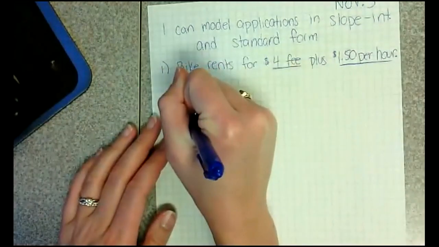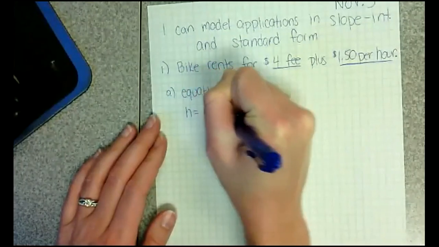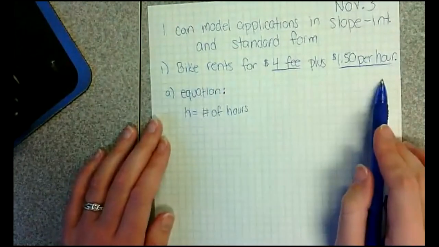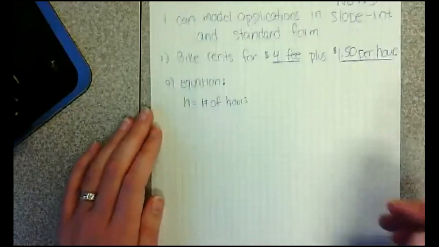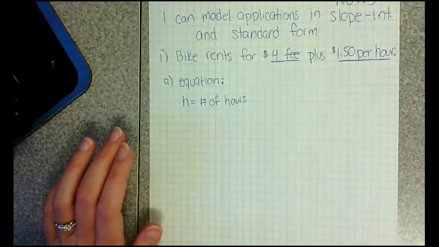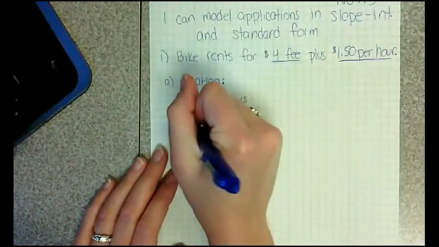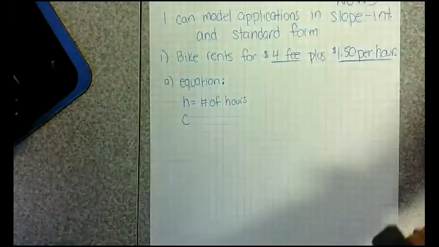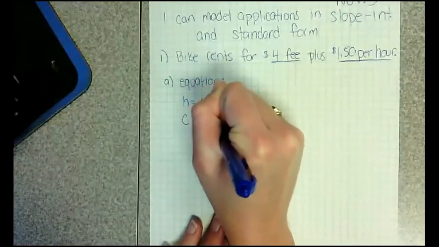So in this one, I don't know the number of hours. And I'm going to use H since we're talking hours instead of X and Y. If you want to use X and Y, that's fine. And the other thing that we don't know is the total cost, because I know I'm paying a $4 fee and this much per hour, but how much am I actually paying at the end of this? So I'm going to do C equals total cost.